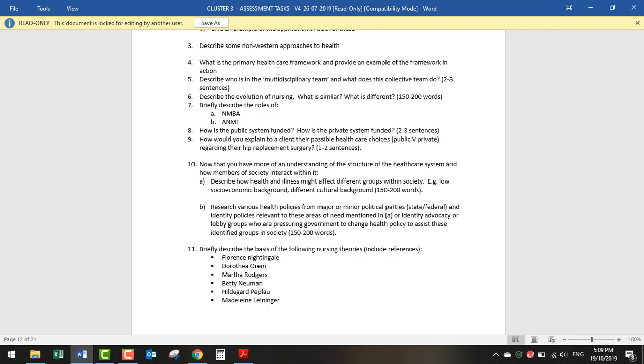So you'll have to have a little think about what is primary health framework, and then what's an example of it. Okay, question 5, describe who is the multidisciplinary team and what does this collective team do? 2 to 3 sentences. Okay, so again, use your Foundations of Nursing book, and the other word that can be used here, which is interchangeable with multidisciplinary, is interdisciplinary.